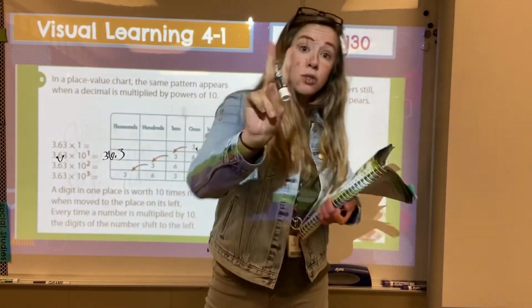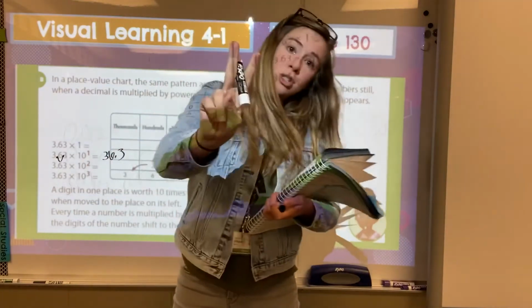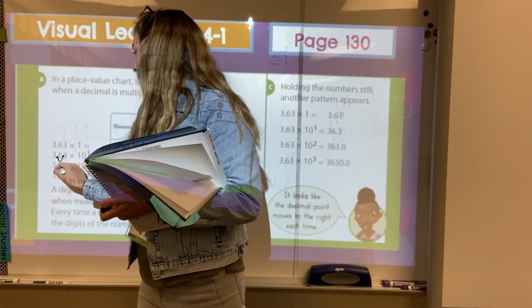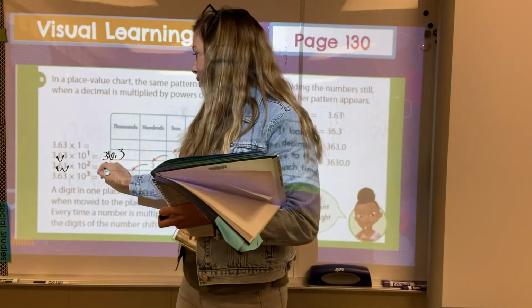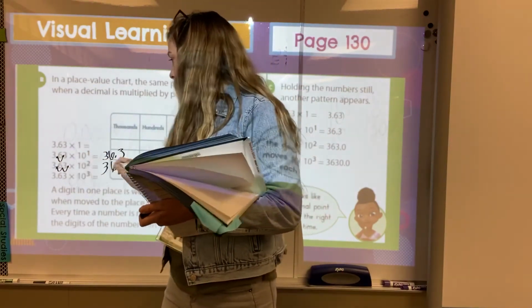10 to the power of 2. That means I'm going to move it over 2 times. I'm going to go 1, 2, new decimal, crisscross out the old. And we've got 3, 6, 3.